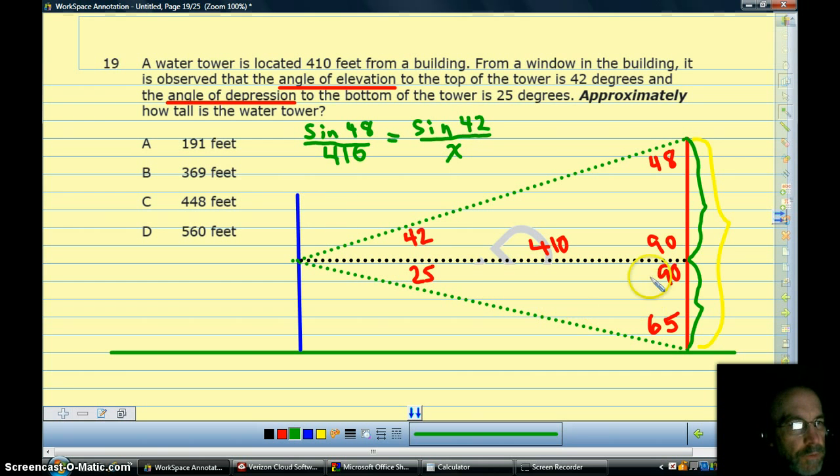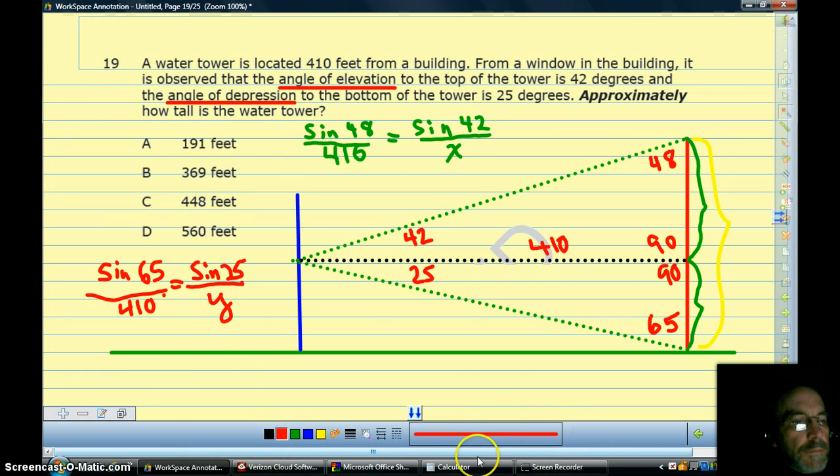And then the other one would be sine of 65. I'll write it over here to make sure I have room. Sine of 65 over 410. You can tell that I don't do this that often. Equals the sine of 25 and we'll call that y.